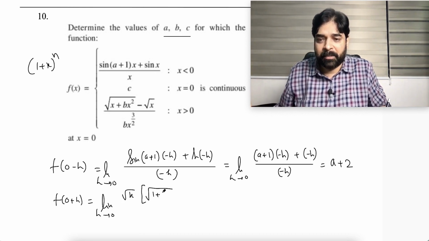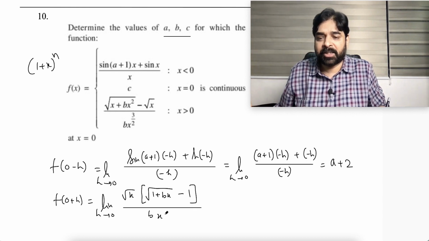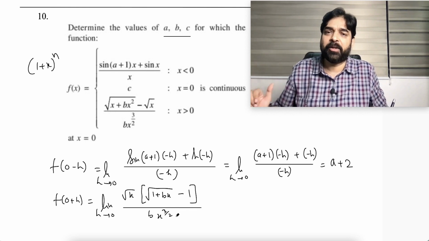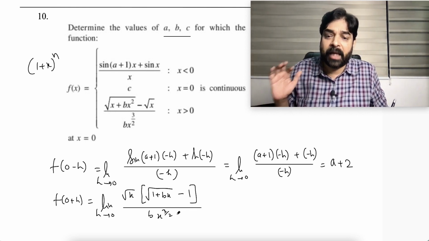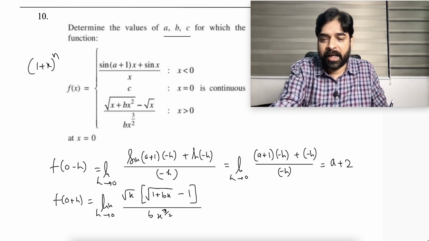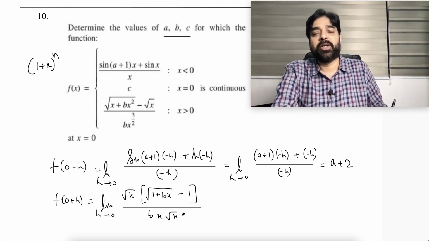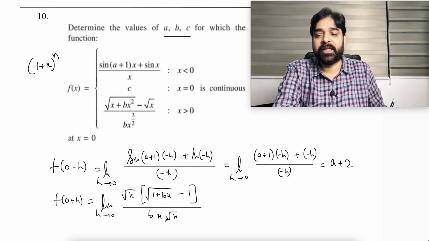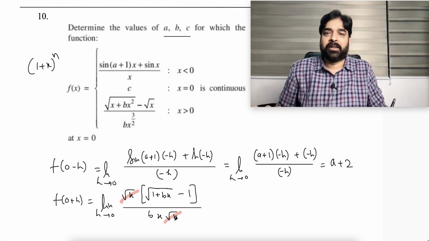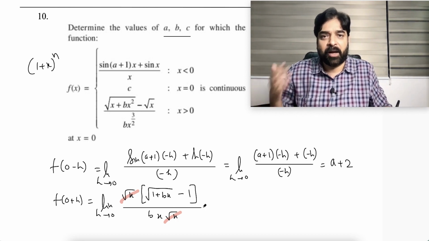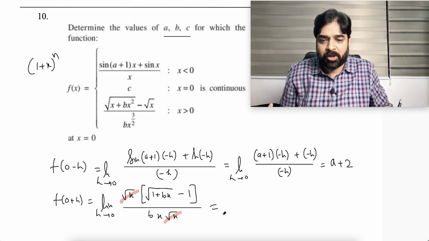So (1 + bx) minus 1 divided by bx power 3 by 2. That is x into root x. I hope maximum of you understood why I wrote like this, so that I can easily see whatever is getting cancelled. Why are you dragging it till last? It will create unnecessary tension in our mind. Now do approximation, question over.